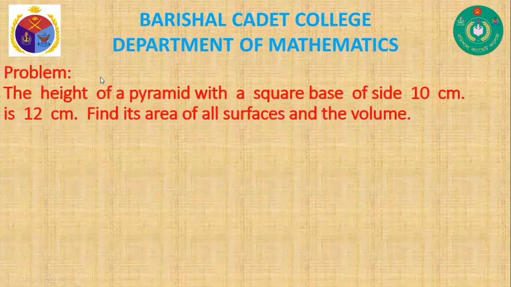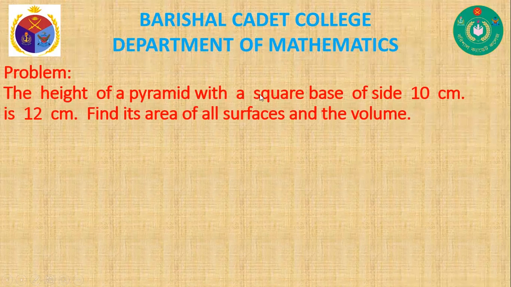Dear boys, now we will solve a problem related to the formulas of pyramid. The height of a pyramid with a square base of side 10 centimeter is 12 centimeter. Find its area of all surfaces and the volume. So we have to find two answers. One is area of all surfaces and another is volume.